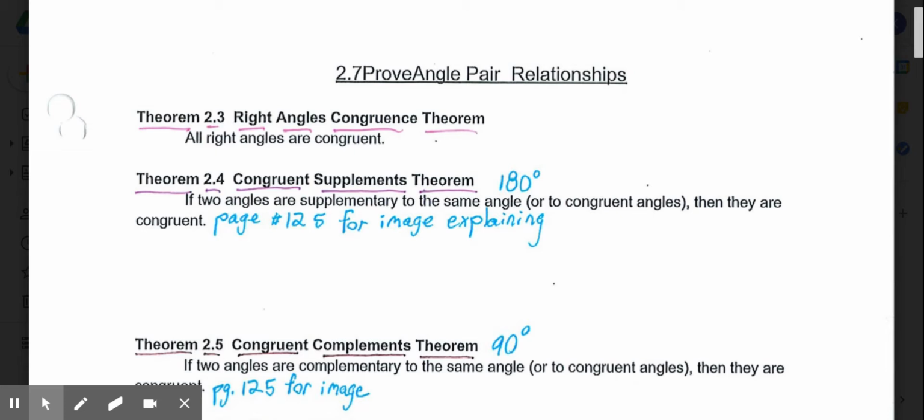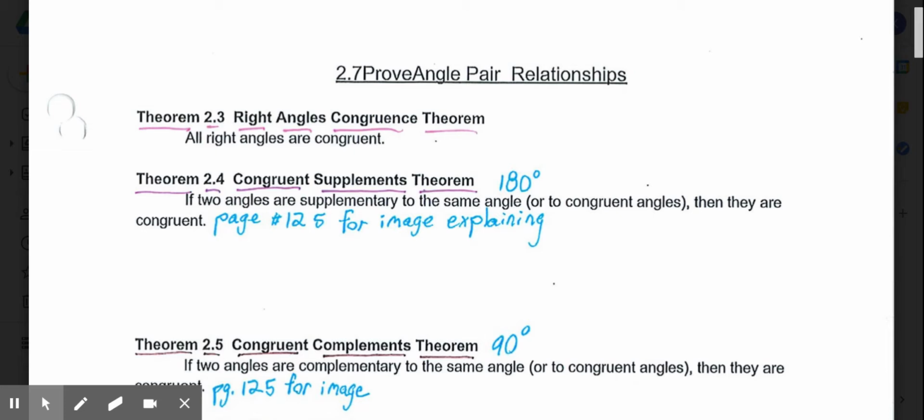Theorem 2.3 is known as the right angles congruence theorem. And simply put, Theorem 2.3 states that all right angles are congruent. Then we have Theorem 2.4, the congruent supplements theorem. And the congruent supplements theorem says if two angles are supplementary to the same angle or to congruent angles, then they are congruent. And remember, supplementary angles add up to be 180.